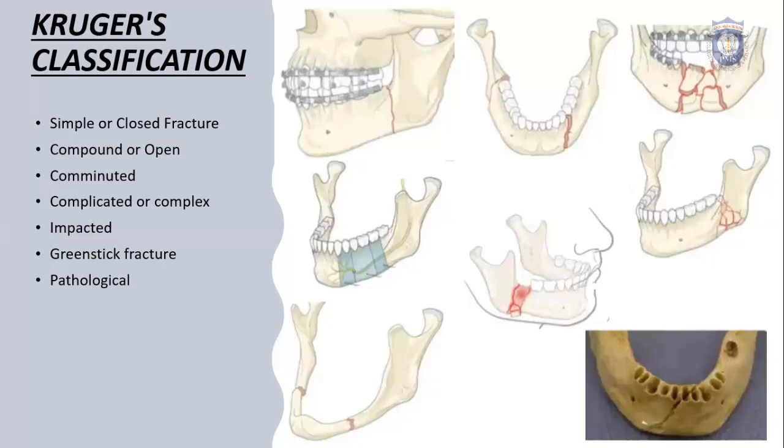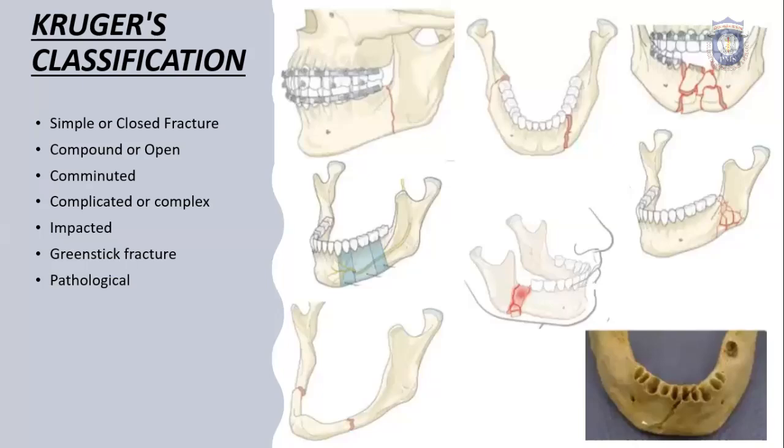We have an impacted fracture. You know what the term impaction is? Impaction means something which is embedded inside. It can be a tooth, an impacted tooth. Wisdom teeth are impacted, sometimes you call it. So an impacted fracture, a bone piece going inside a bone piece, is known as an impacted fracture.